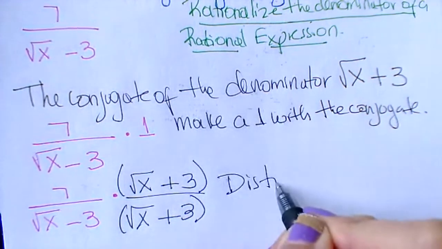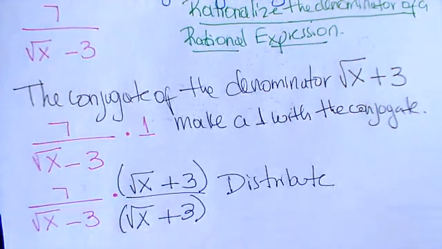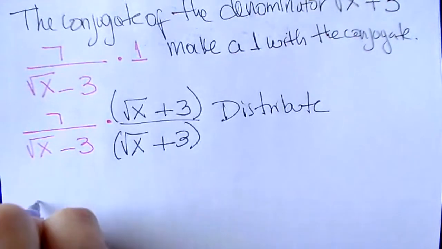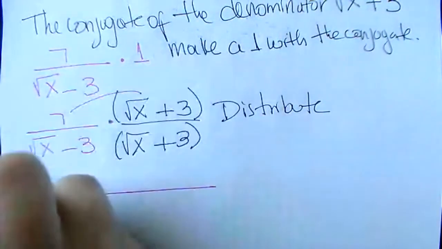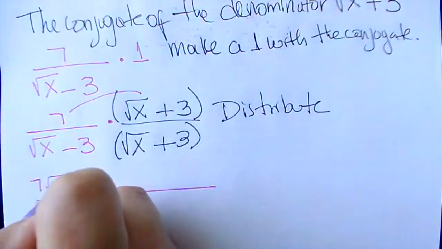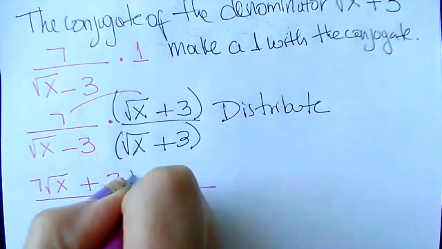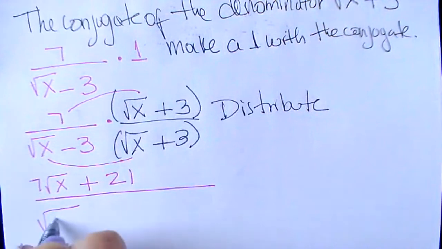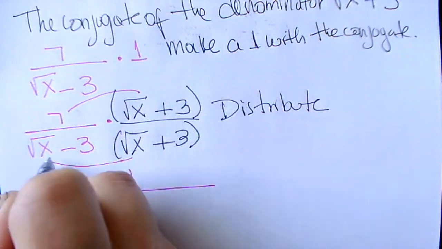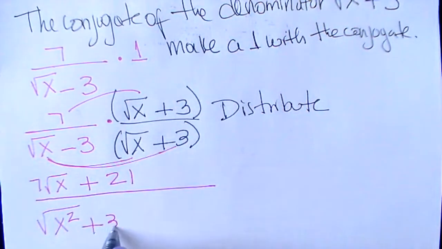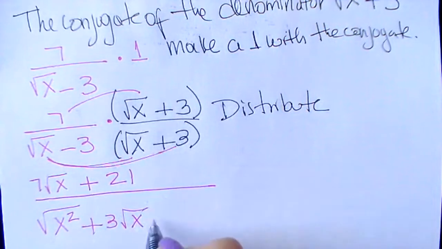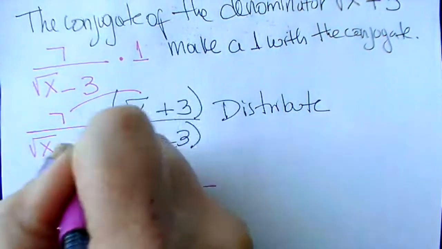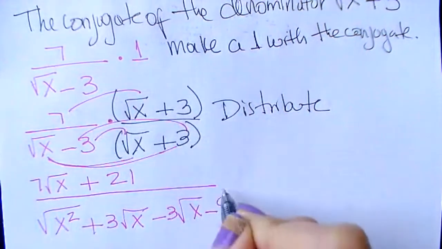So what do I need to do here? We need to distribute. So let's do that. 7 times 3 is 21. And on the bottom, I have the square root of x squared, then 3 times the square root of x positive, and this is going to be negative, and negative 9.